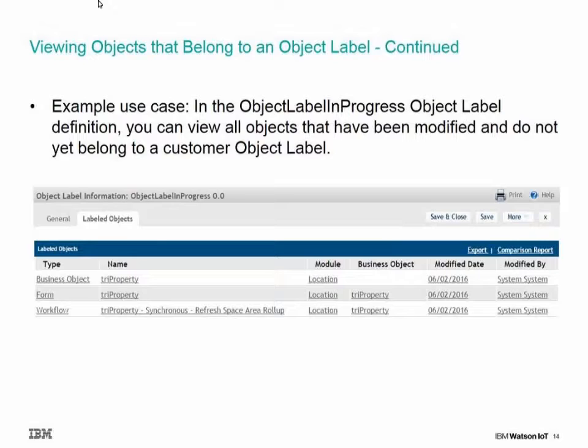Previously, the only way you would know if an object has been modified or what label it belongs to was to open the individual object definition. Now, all you need to do is click the Labeled Objects tab, and any object that's part of the label will show up here.